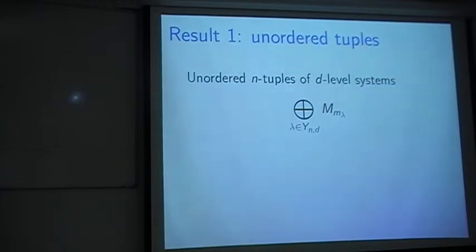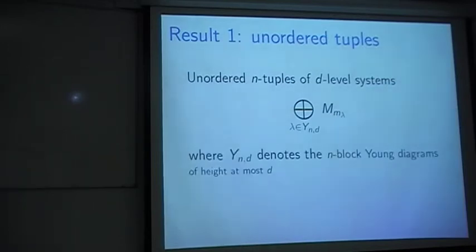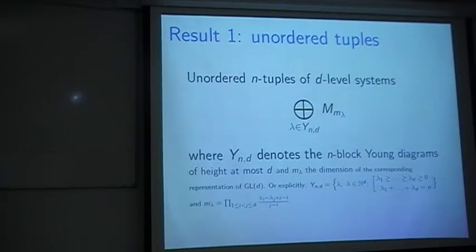What are the dimensions? So, these two are well-known things from representation theory. And if you haven't seen it, don't feel bad about it, but I'll include the definition for completeness. The lambdas are the Young diagrams, the n-block Young diagrams of height at most d, and m lambda is the dimension of the corresponding representation of GL_d, or explicitly, you can write it like this. And it's quite easy to compute with.